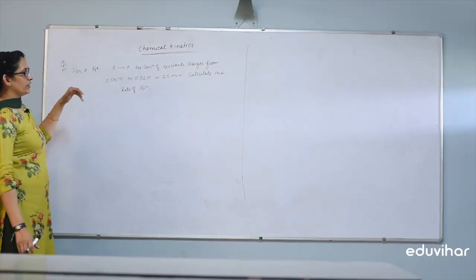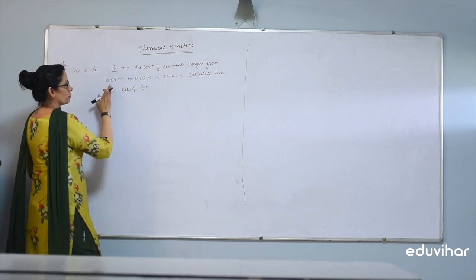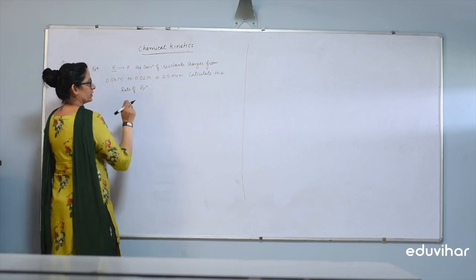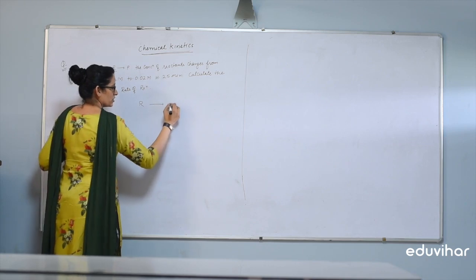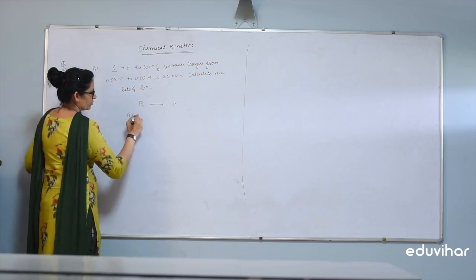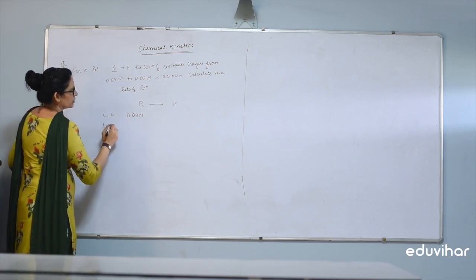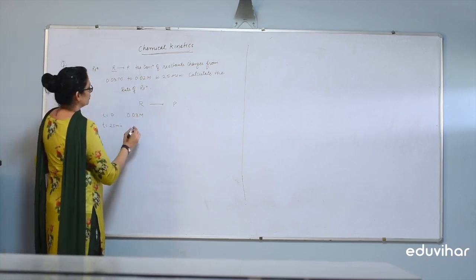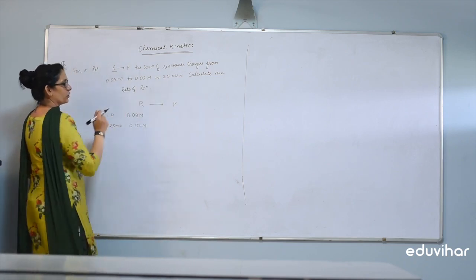In this numerical, we have a statement for a reaction. Reactant changes into product. The concentration of reactant changes from 0.03 mole to 0.02 mole in 25 minutes. Calculate the rate of reaction. The reactant R changes into product P. The numerical says that the initial concentration is 0.03 molar when time is 0. After time, that is 25 minutes, the concentration of reactant becomes 0.02 molar. So we have to calculate the rate of reaction.